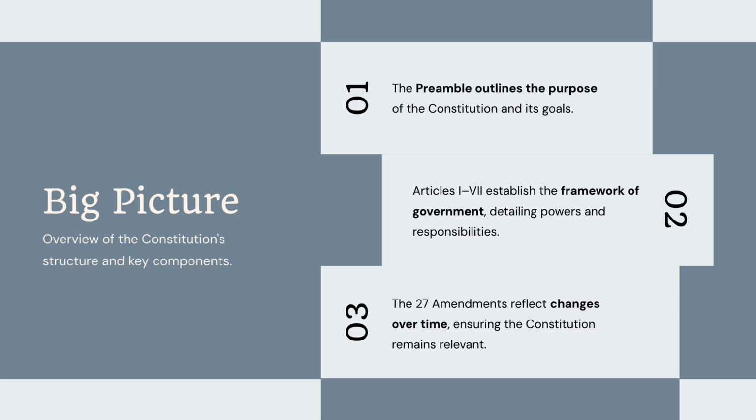The Constitution was created with three parts, basically. The first part is the preamble. It outlines the purpose of the Constitution and its goals. The second part is Articles 1 through 7, which establish the framework of the government, detailing powers and responsibilities. The third one is the 27 Amendments, which reflect changes over time, ensuring the Constitution remains relevant.